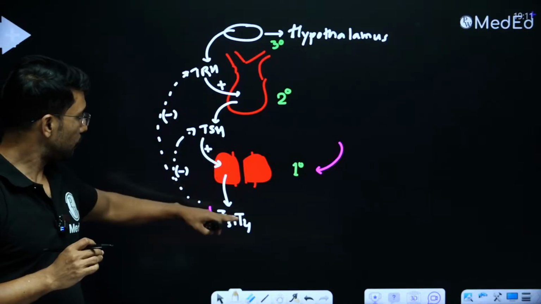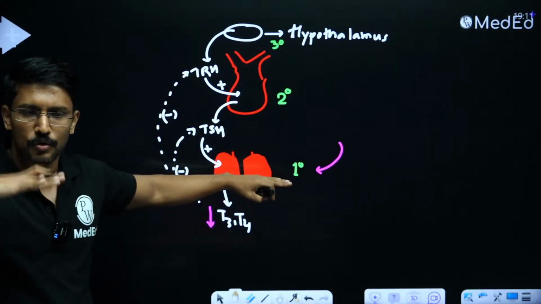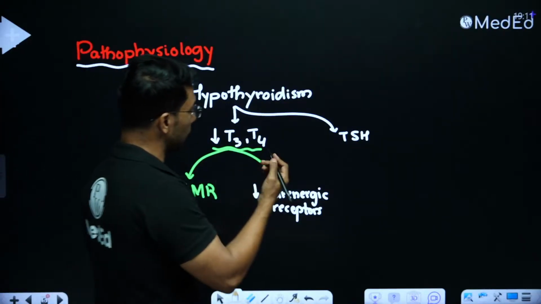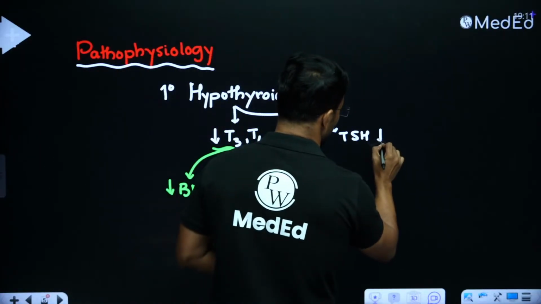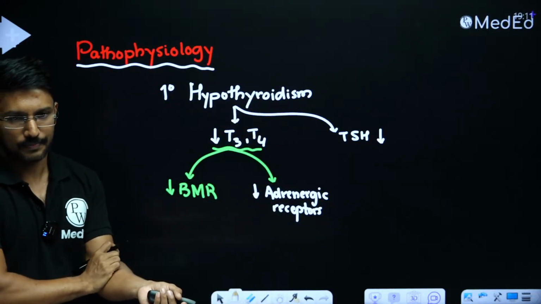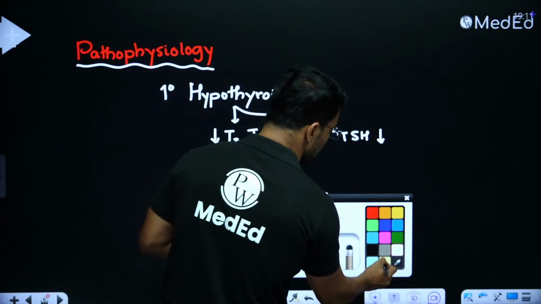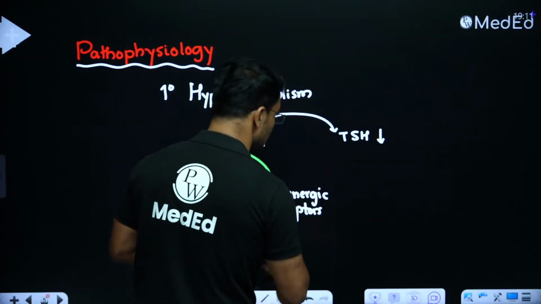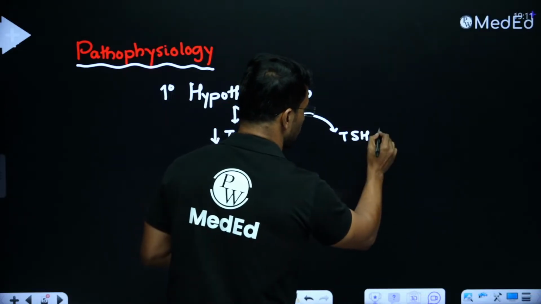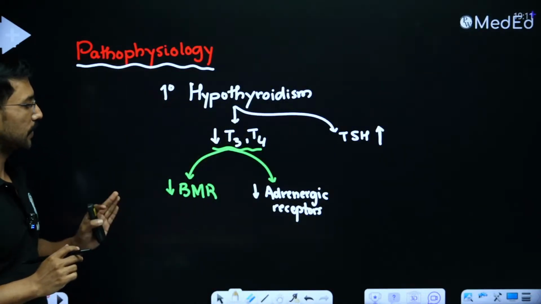Once the T3 T4 decrease, what should TSH be? Of course, it is going to go up. It will start increasing. So in primary hypothyroidism, TSH will be increased. Clear? Okay. The TSH will be increased to compensate, to stimulate the thyroid gland to produce more T3 T4. So now what consequences will this lead to?